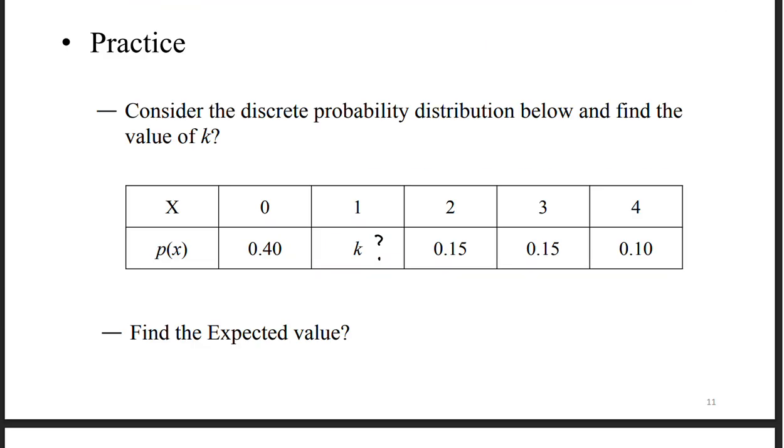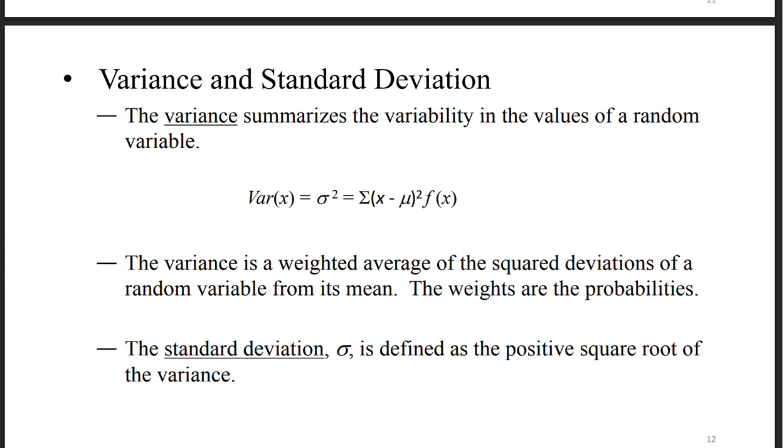What is the formula for finding the variance of a discrete uniform probability distribution? The formula says take the value of x, subtract the mean from it, square your answer, and multiply by the corresponding probability.